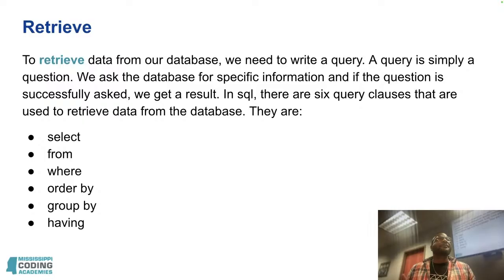To retrieve data, here are six clauses that we use. We have the select clause, we have from, where, order by, group by, and having. I think in these slides, I don't do any group by or having, but we can do that later on because those are pretty cool. But select, from, where, order by, group by, and having. These are six query clauses that we use to retrieve data from the database.